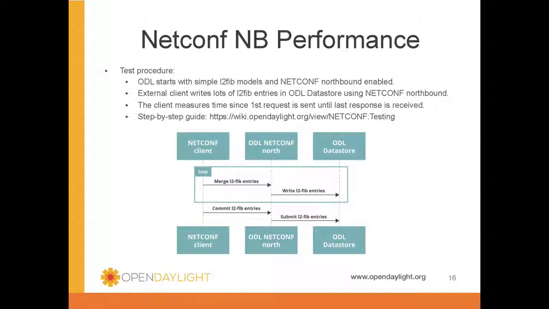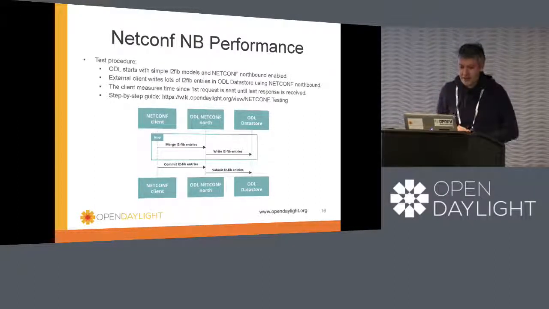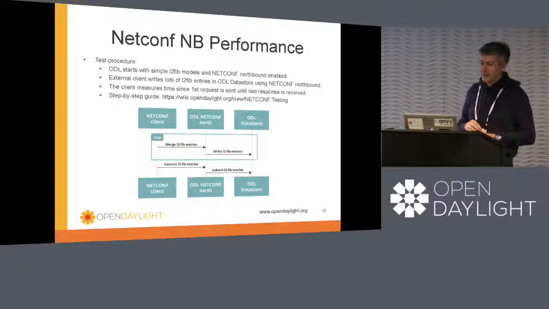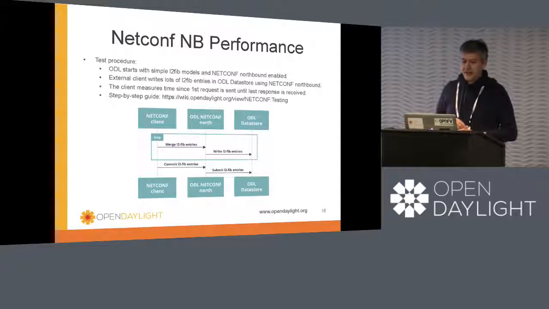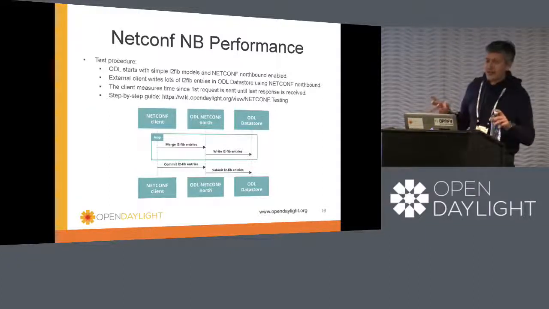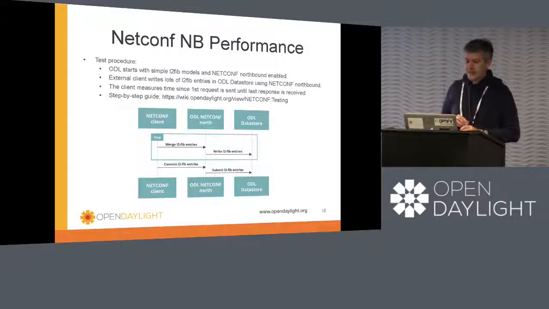So for the northbound, we run this test. What happens is that you can see here, OpenDaylight starts with a simple model for netconf, and then we use an external netconf client to push a lot of L2 FIB entries, which is just a MAC address entry, into the data store using the netconf interface. What we are measuring here is the time between the first request until the last is received.